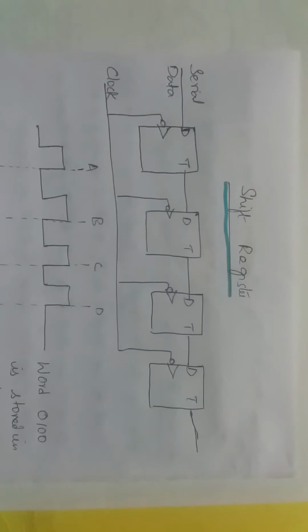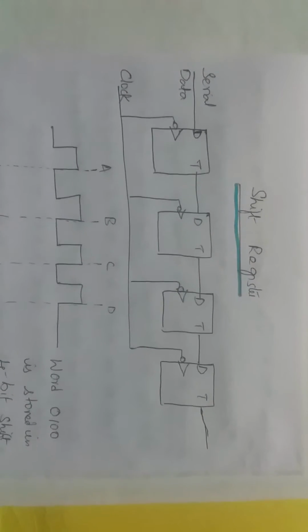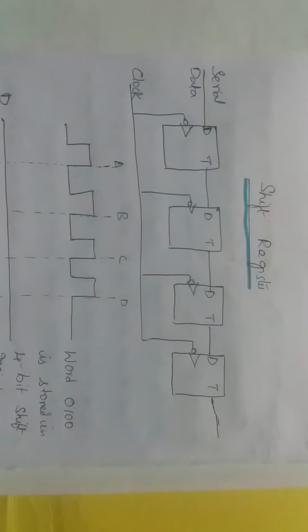Now let's see how the data is retrieved. So here is the shift register. Now the data 0100 is already stored in the shift register. Now let's see how the data is retrieved. 0100 is stored over here.